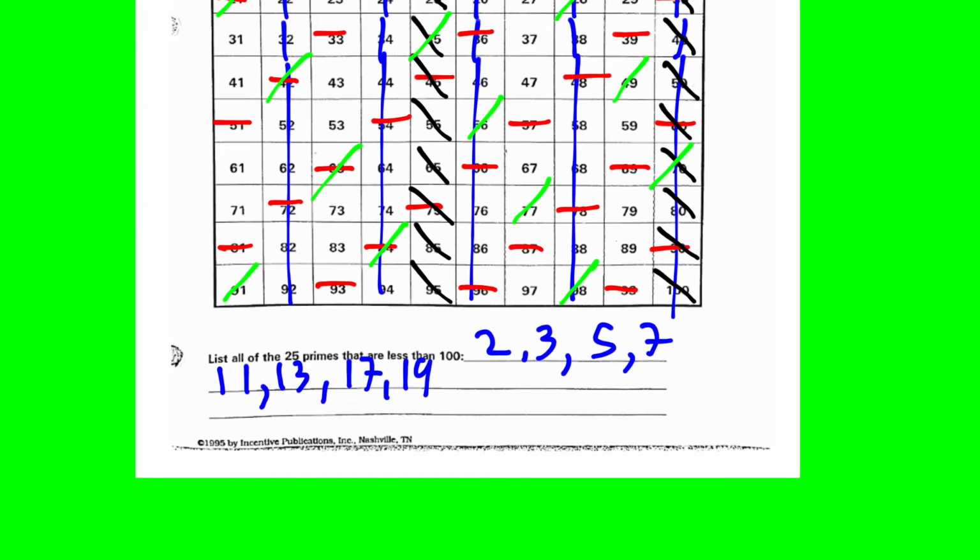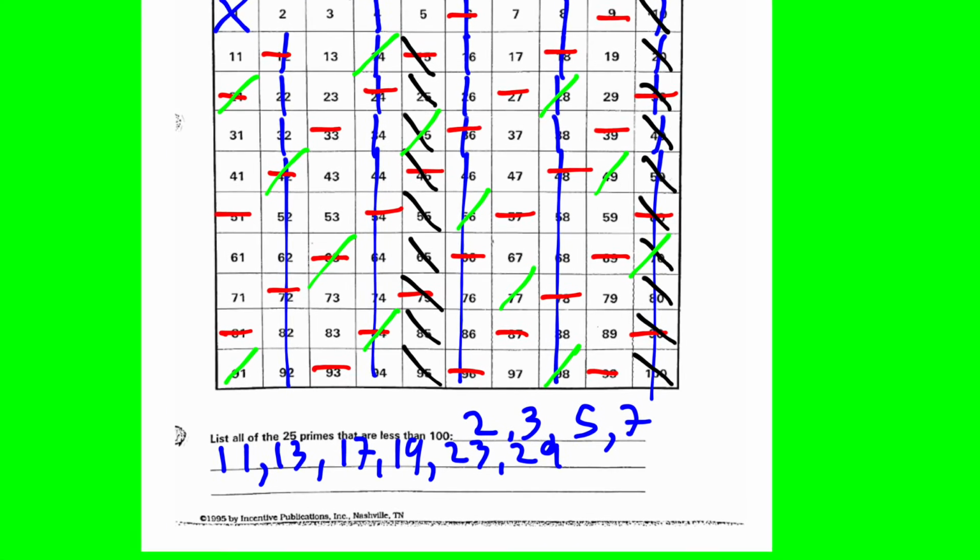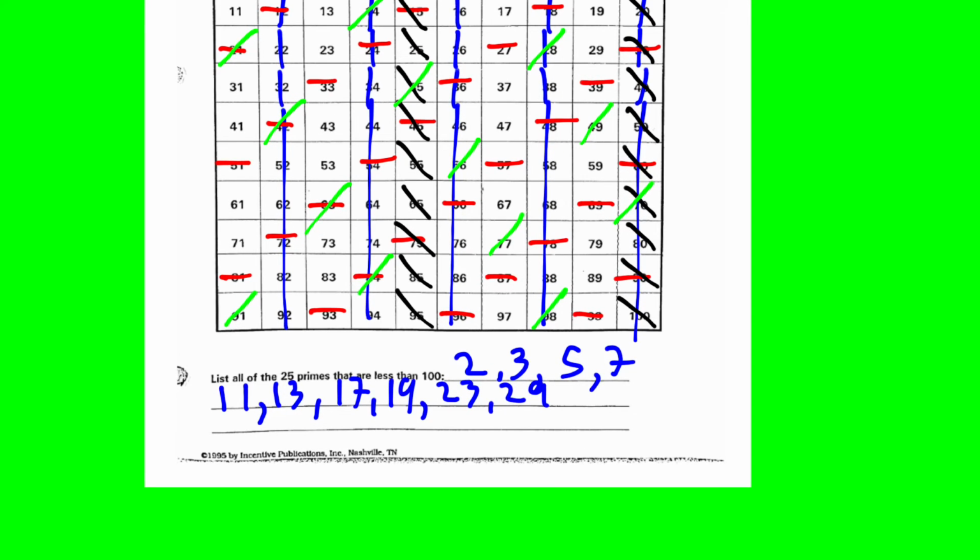23 and 29. 31 and 37. Got to make sure I don't miss one. 31, 37. 41, 47. Oh, and I missed 43. So 41, 43, 47.